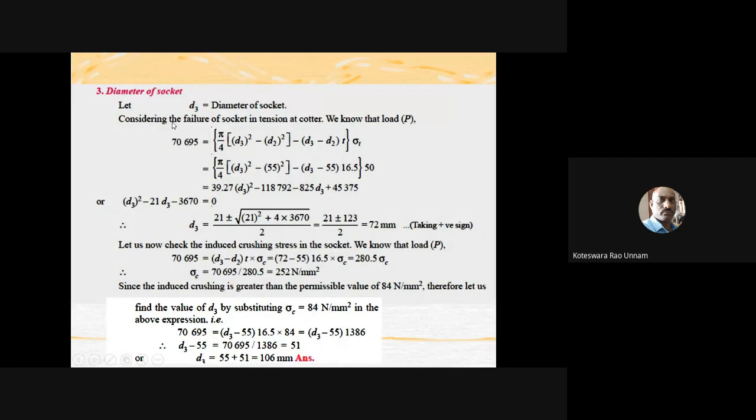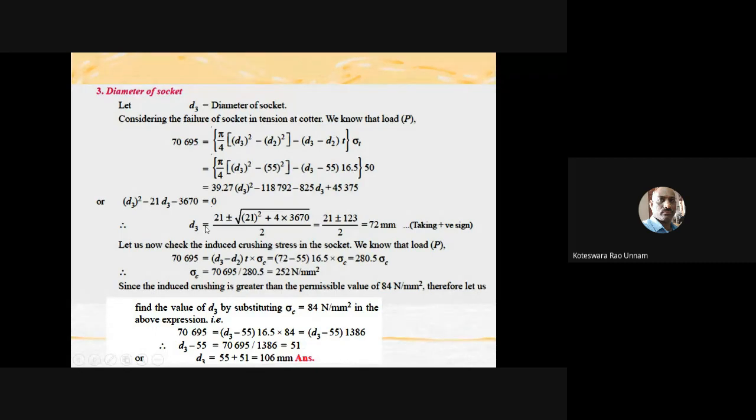Then the outside diameter, this D3 is the outside diameter. So this is the formula you use. You can see that formula is also there. Tensile strength of the socket through cotter hole. If you look at that, this is the formula. In that, D2 is already calculated. Using this you can calculate the D3 value.